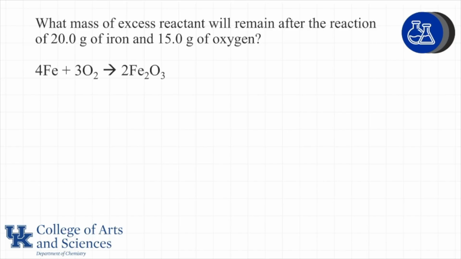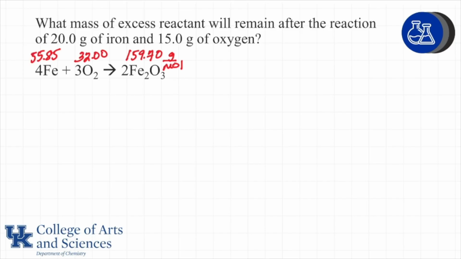It's still a limiting reagent problem because we see 20 grams of iron and 15 grams of oxygen, so amounts of two different reactants. But it's not just asking how much can we make, it's trying to figure out how much is left. So we're going to follow the same process initially, but we have to take it a couple more steps to get to our final answer.